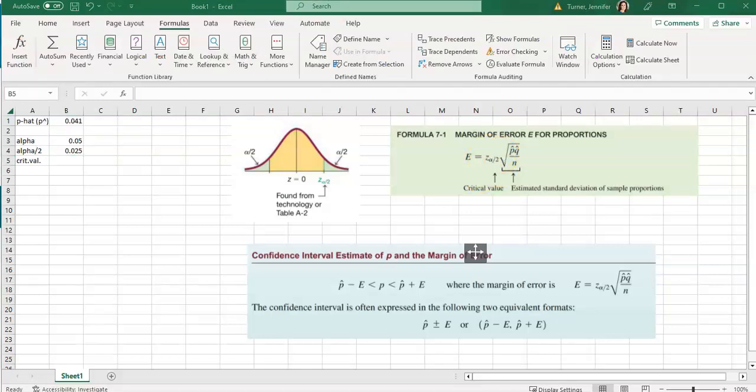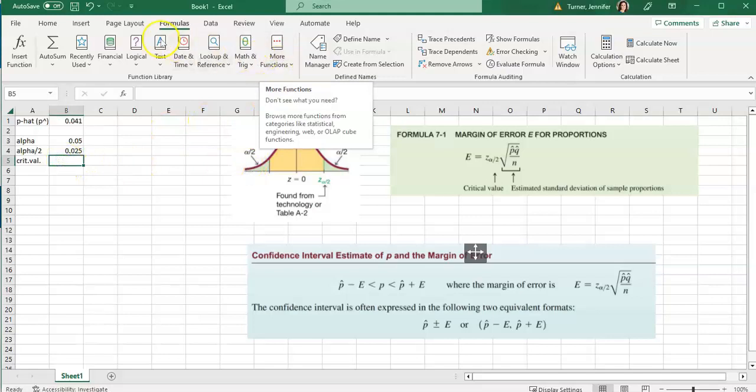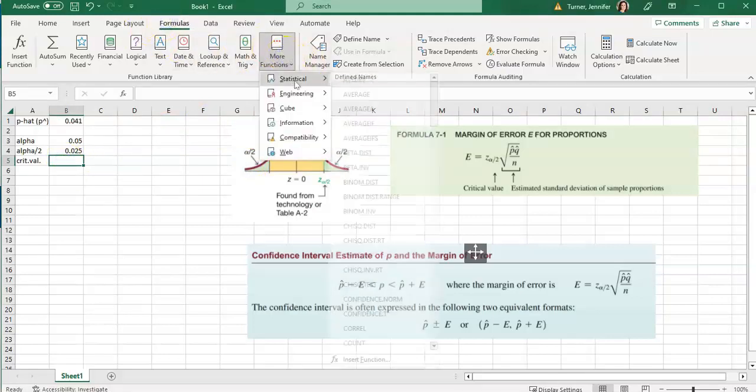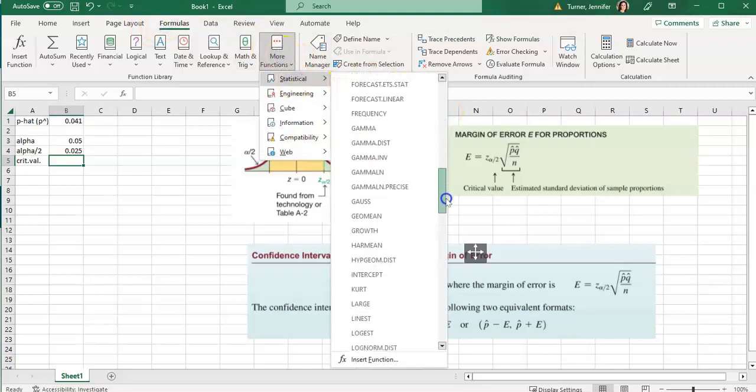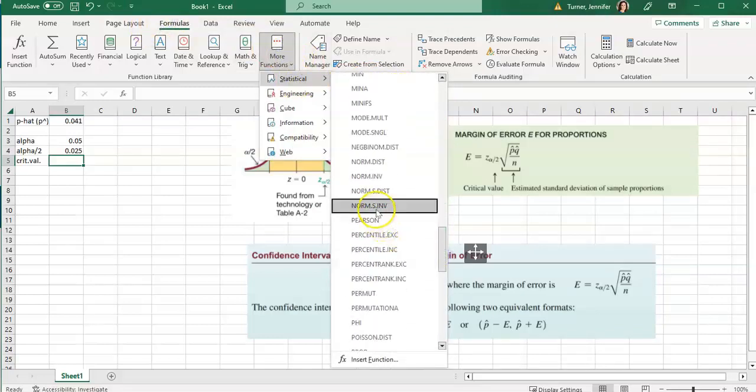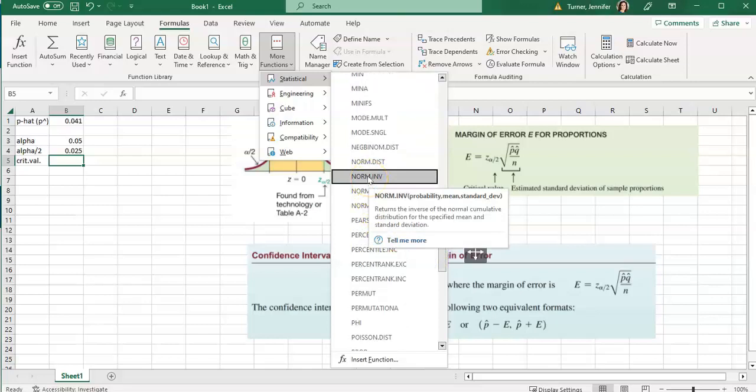In this case, we're using a normal distribution, and we're trying to find this value right here, z alpha over 2. So that's the value here that separates the top 0.025 area from the bottom 0.975 area. 0.975 is a combination of 95 here plus another 0.025 here. So to do that, we're going to use the norm_inv function. So we go to Formulas, More Functions, Statistical, all the way down until we see the norm_inv function.